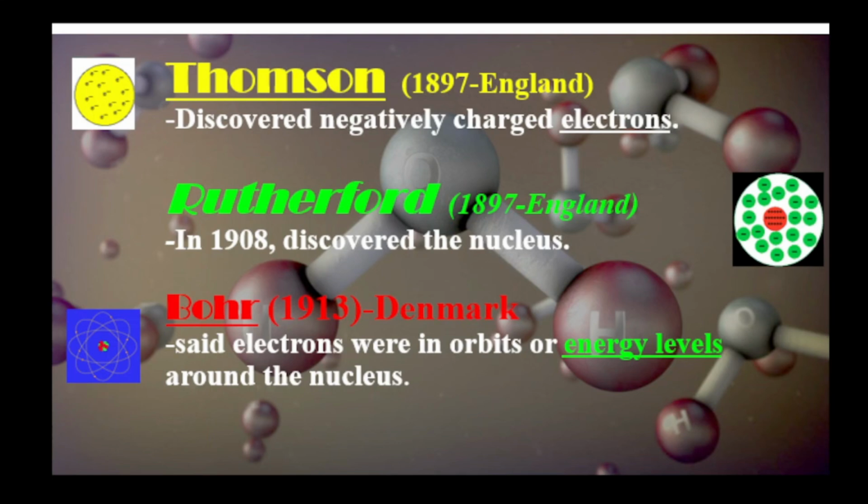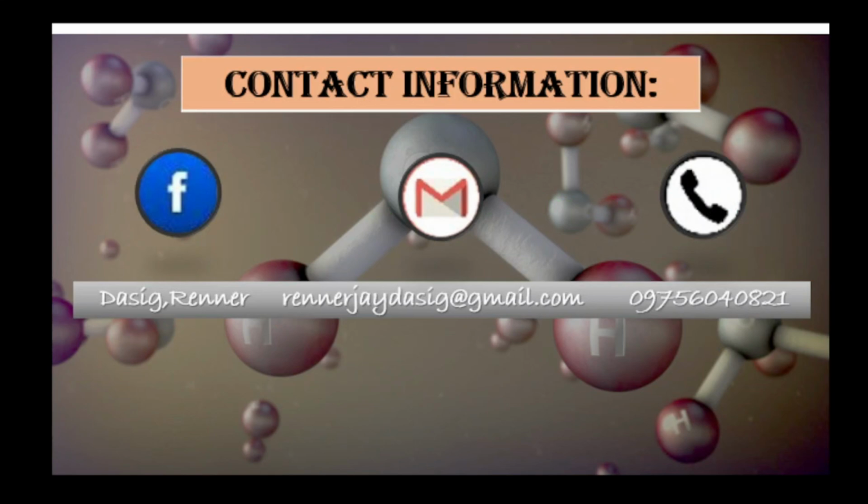Next is Rutherford. So, in 1908, he discovered the nucleus. Okay, and Bohr, in Denmark, 1913, he said that electrons were in orbit of energy levels around the nucleus. Ito na yung sinasabi nating path ng electron. So, that concludes our lesson for today.